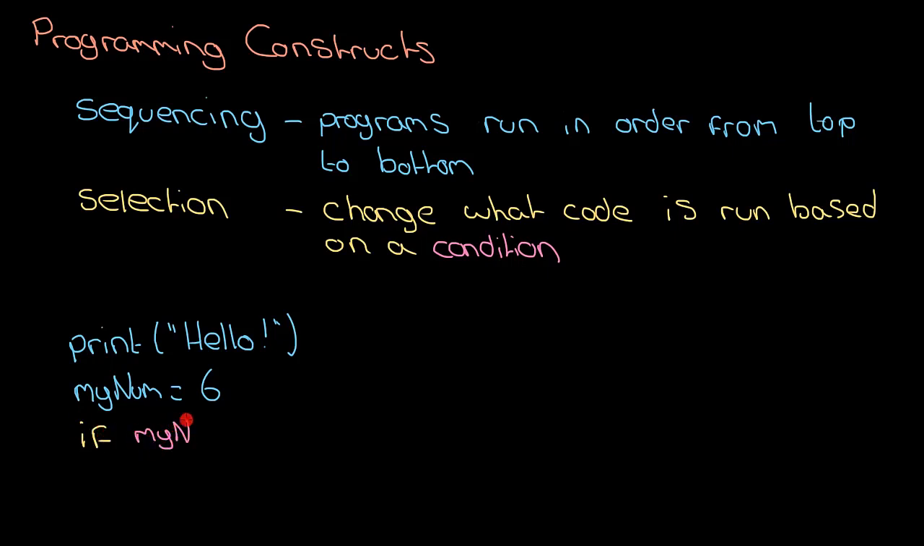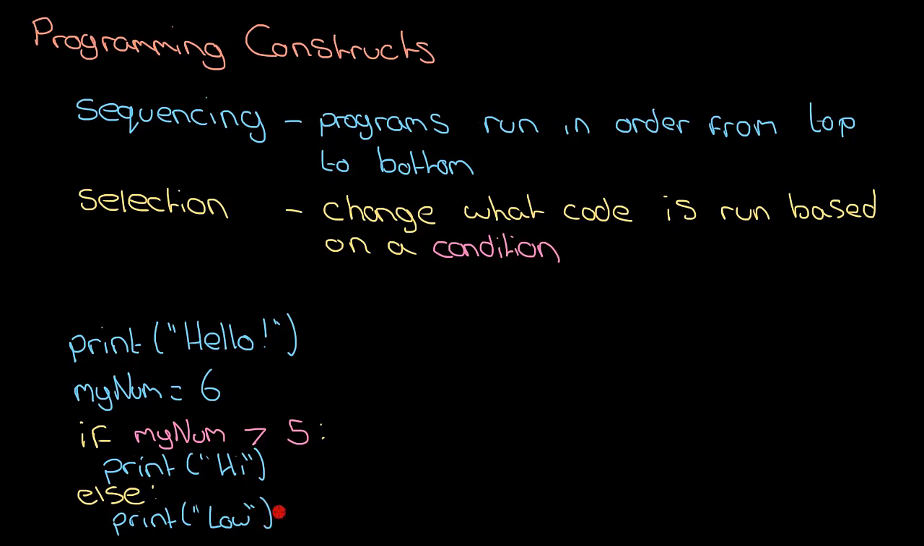So if my_num is greater than 5, print high, else print low. And what happens with an if statement or selection is this: the condition is evaluated. And that means we look to see if this here, if my_num greater than 5, if that is either true or false. So we got my_num set to 6 here. So if my_num greater than 5, well, because my_num is 6, that is therefore true. And if that is true, if the condition is true, then the top part of the if statement is run here, so we'll get the print out high and we won't get low printed out.